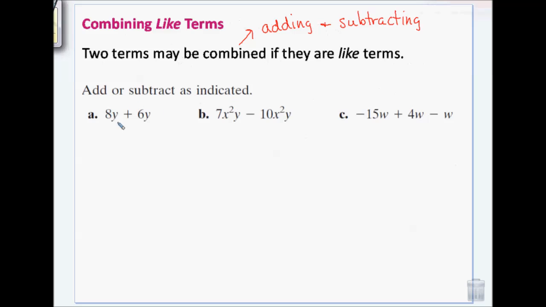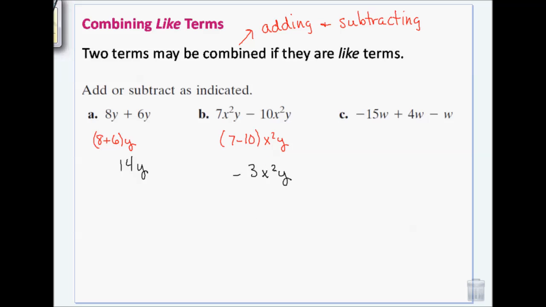Okay, so what you do is if I have 8y and 6y, that's 8 plus 6, so that's 14y. So add the coefficients. Like that. Okay. These are the same, x squared y. I have 7 minus 10. So that's essentially what I'm doing right there, 7 minus 10. So my answer there is negative 3x squared y.